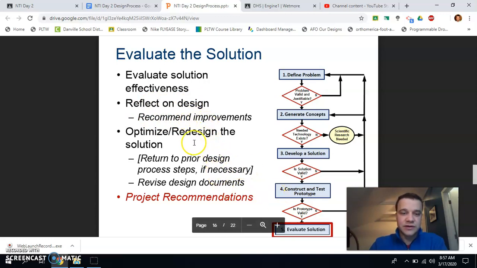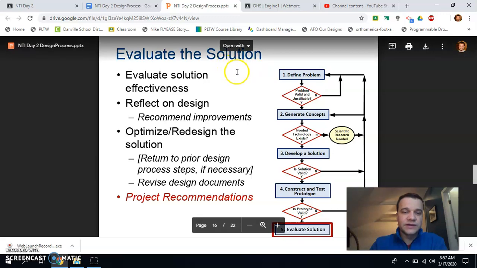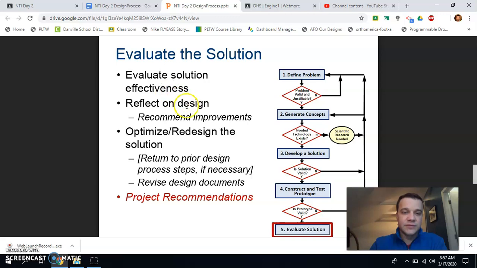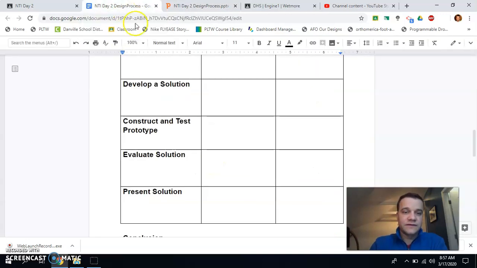And you might possibly, and you see this return to prior design steps, go back to your concept list. You might go back to your solutions and consider a different solution. So when you're evaluating the solution, you're going to see, is that solution effective? Can it be improved? And how can I improve it? It's a good definition for this evaluate solution area.